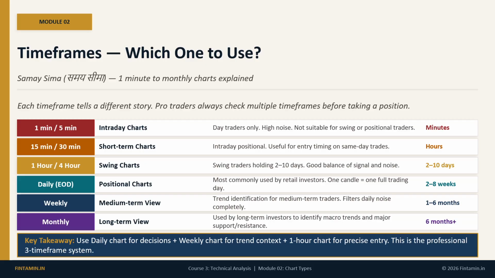Weekly and monthly charts are for trend identification. The weekly chart cuts through daily noise and shows you the bigger picture. Always check the weekly chart before making any investment decision on the daily chart. Before every trade, look at 3 time frames: weekly for trend, daily for setup, hourly for precise entry. We cover this in detail in Module 13.